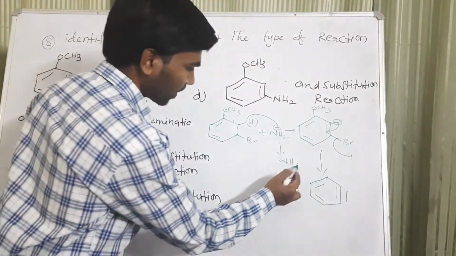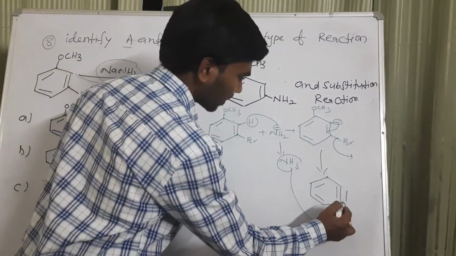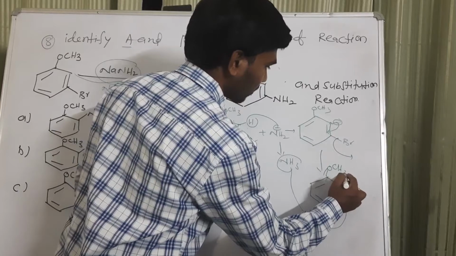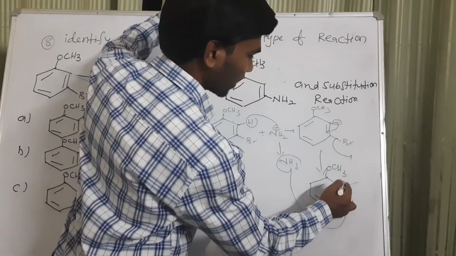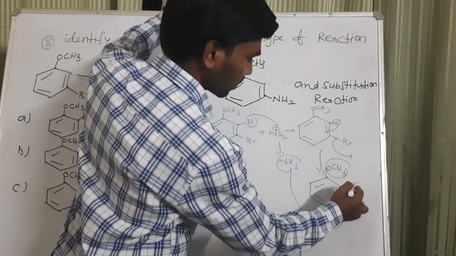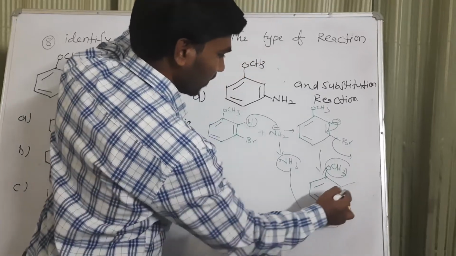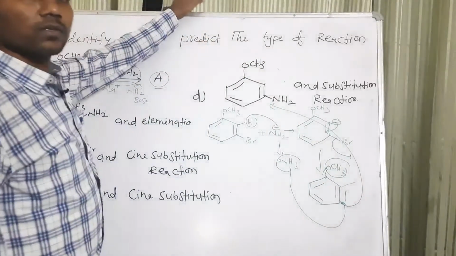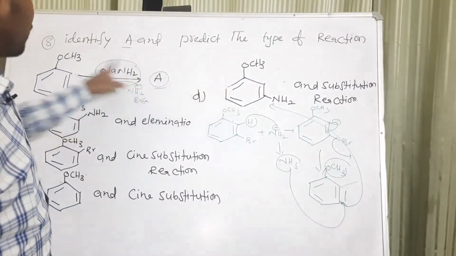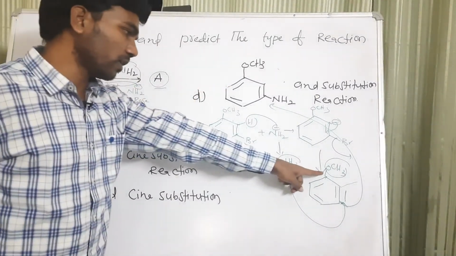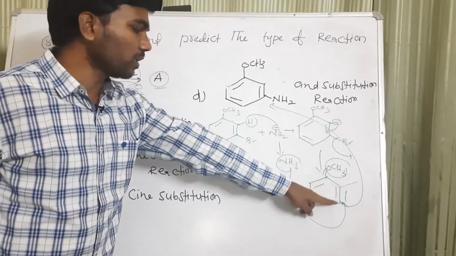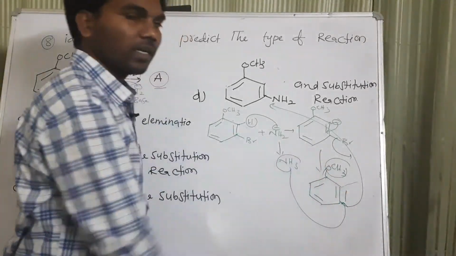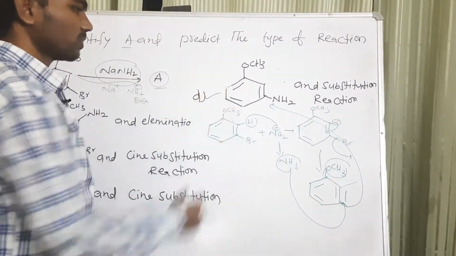So after this, ammonia will attack again, OCH3. This ammonia cannot attack from this direction because this bulky group is there, so it has to attack from this direction. When it attacks from this direction, obviously this is the major product. So that answer is this one, and it follows elimination, addition and substitution. Substitution reaction via elimination and addition. So that's why our answer is this one.